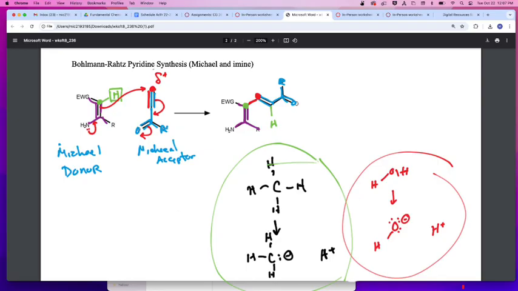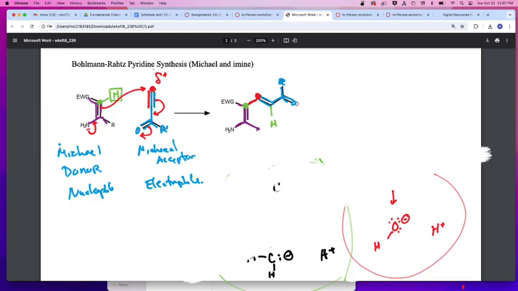It was the one supplying the electrons. The Michael donor is your nucleophile, and the Michael acceptor is the electrophile. Depending on what mechanism you go through, you may end up with a couple different steps, but you're going to end at the structure that's shown.